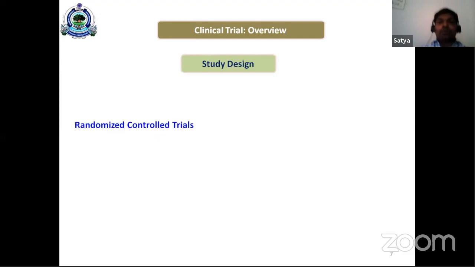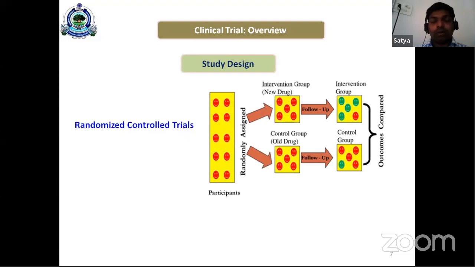I would like to give some insights into how clinical trials are really conducted. The study design is a randomized controlled trial. What does randomized mean? Randomization is mainly to avoid bias in the study. Patients are assigned randomly, not as the investigators want, either to the new molecule or to the control drug. If 100 subjects are there, 50 will be randomized to the new drug and 50 to a drug already available in the market in the same category. Then follow-up takes place, and the outcome is compared against the already available drug. If no such drug is available, it is evaluated against a placebo.